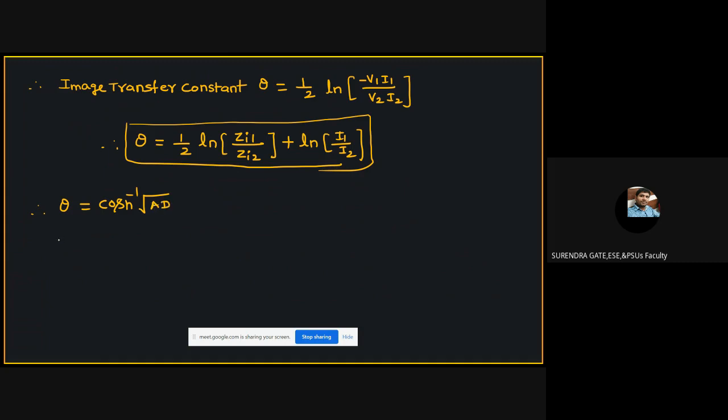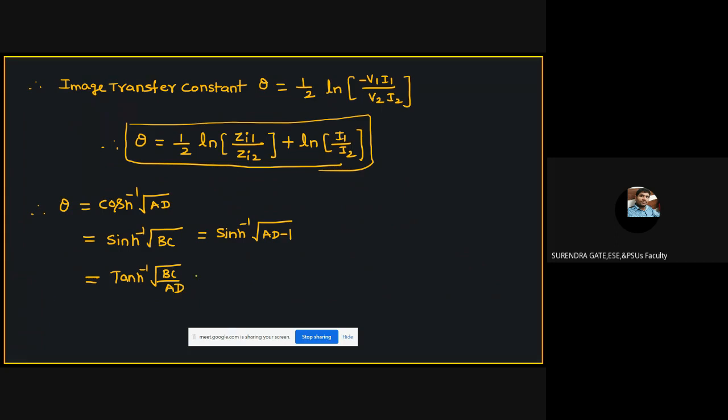This is also equal to sinh inverse square root of BC, or it is also equal to sinh inverse square root of AD minus 1. Then theta is also written as tanh inverse square root of BC by AD. By derivations only we can get this one, BC by AD.